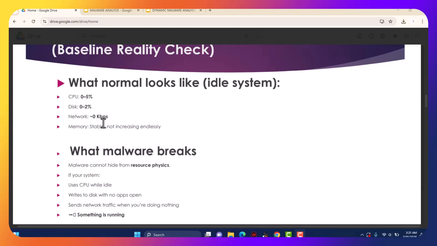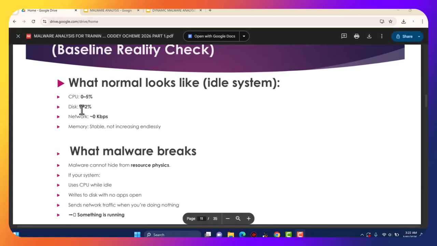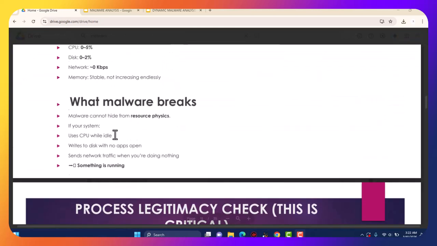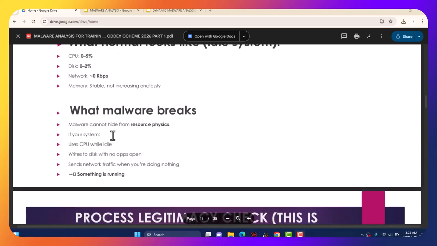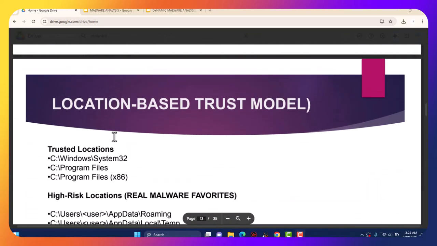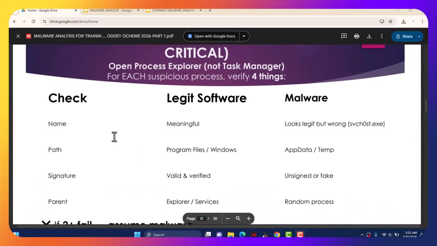So when the disk usage is between 0 and 2 percent, it means the computer is still in a good state. When the network is at 0 megabytes or in kilobytes, the network is in a good state. Well, I will show you what it means. So you read all this on your own, you will understand it much better. Let's take our time to look at the practical part of it.